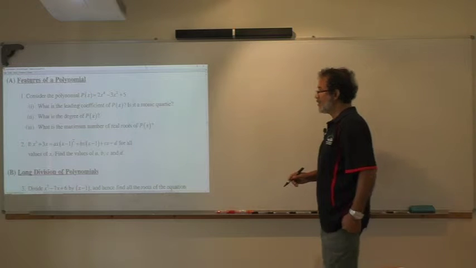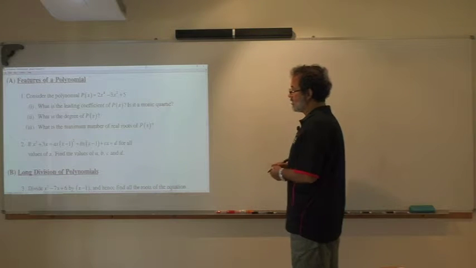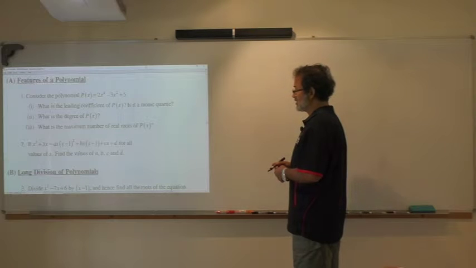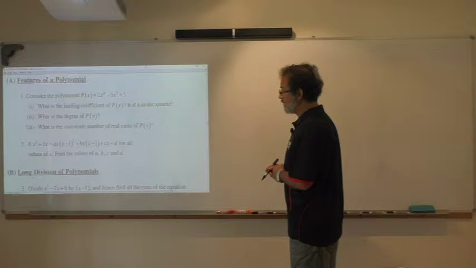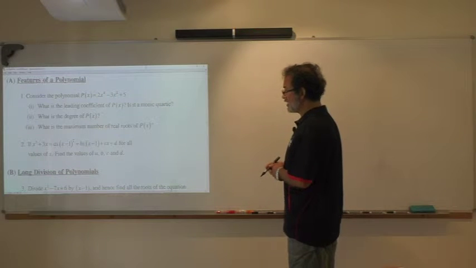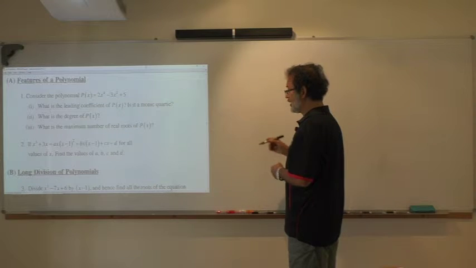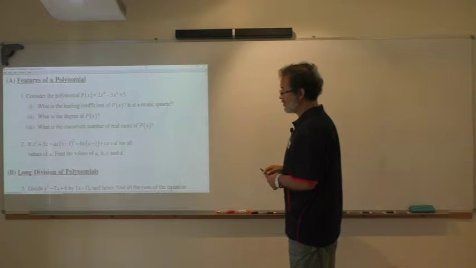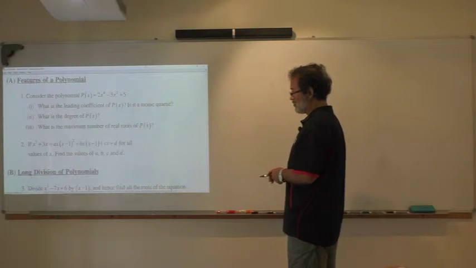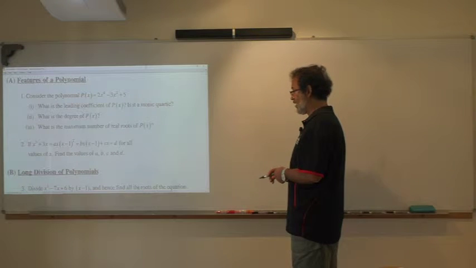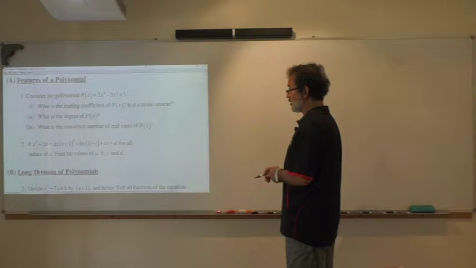In question 1 we have: consider the polynomial P(x) equal to x to the power of 4 minus 3x squared plus 5. Part 1 asks, what is the leading coefficient of P(x), and is it a monic quartic? Part 2 asks, what is the degree of this polynomial? And the third part, what is the maximum number of real roots that we can have from this polynomial?